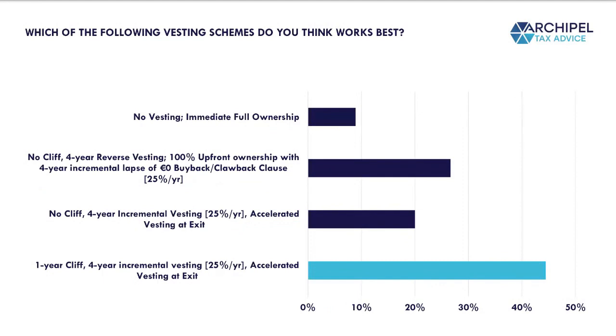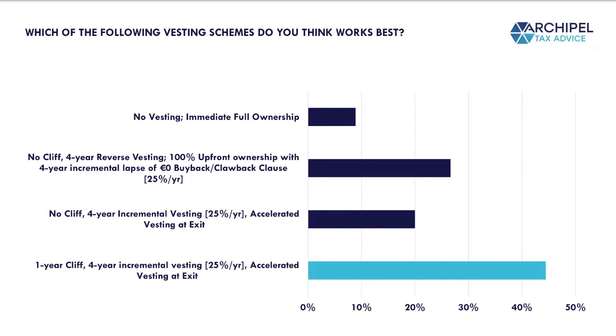Do we think no vesting and immediate full ownership? Do we say no cliff, 4-year reverse vesting, or no cliff with 4-year incremental vesting? The difference between the two being with reverse vesting, you get full ownership up front, but you have to give them back to the company for, usually, value 0 if you leave before the 4-year term. And incremental vesting means they are still worth 0 when you get them and you accumulate the value. So yeah, that's a little nuance there that I hope is somewhat visible.